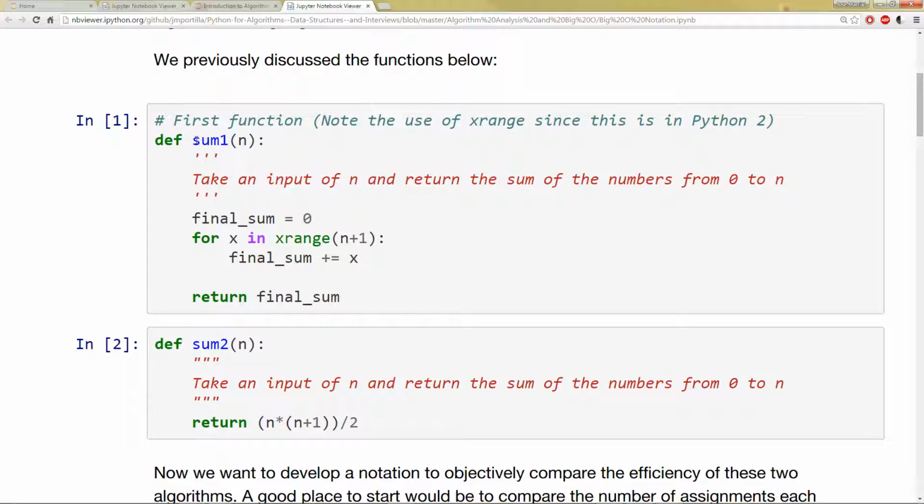So since sum1, this first function of 10 will be different than sum1 of, let's say, 1,000,000, if n equals 10 or n equals 1,000,000, they could take very different run times. But if we get some sort of Big O notation that's relative or in terms of the input, we can objectively measure it across any sort of input as long as the Big O notation is relative to the input. So that's where this n is going to come into play. And we'll see that when we actually formalize the notation.